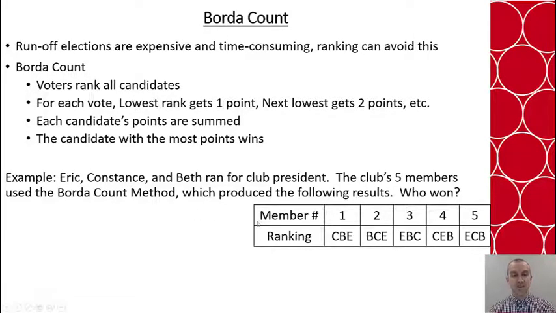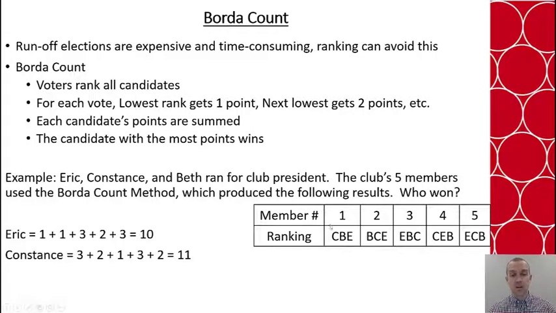So when we look at this, let's start with Eric. In the first person, he finished third, so he gets 1 point. Again, third, so he gets 1 point. He gets 3 points for the third person, 2 points for the second person, and 3 points for the fifth person because of how he placed. That gave him a total of 10 points. Constance would get 3 points for the first person, 2 points for the second person, only 1 point for the third, 3 points for the fourth, and 2 points for the fifth, for a total of 11 points.